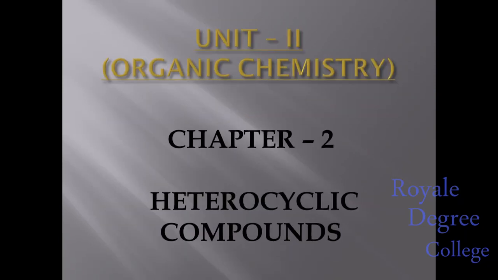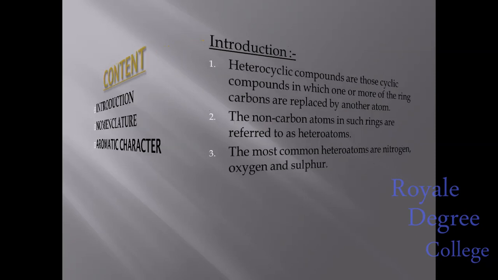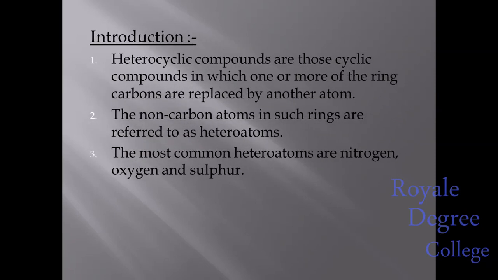As we are talking about Unit 2 Organic Chemistry, today we will start the second chapter, that is heterocyclic compounds. In this we are seeing the introduction, nomenclature and aromatic character. Introduction of the heterocyclic compounds.